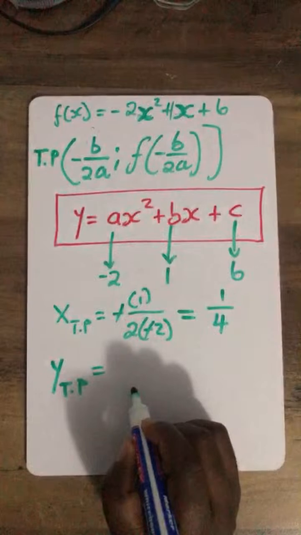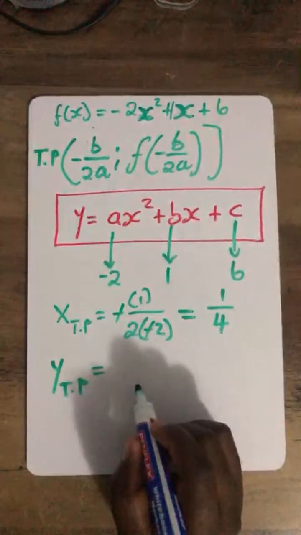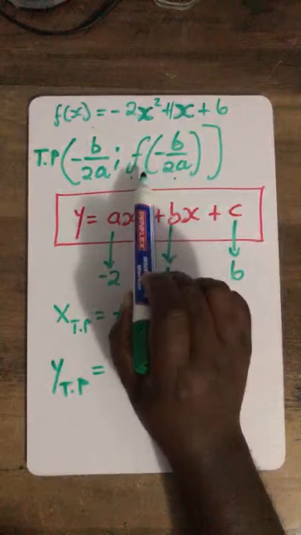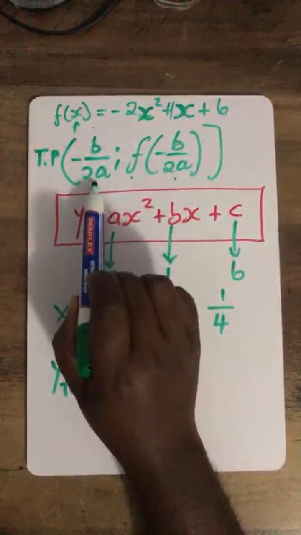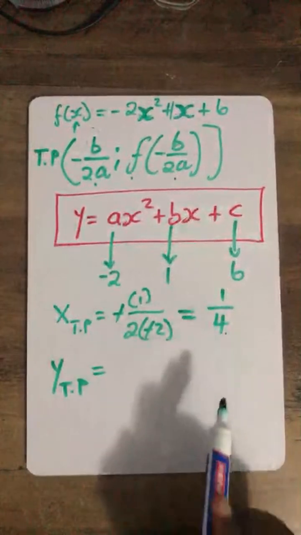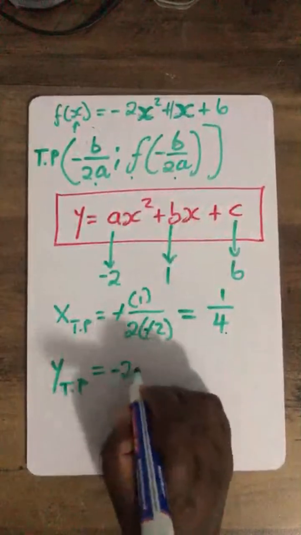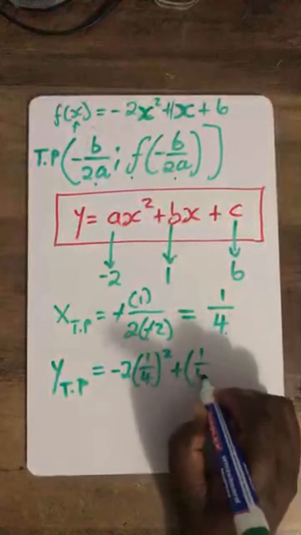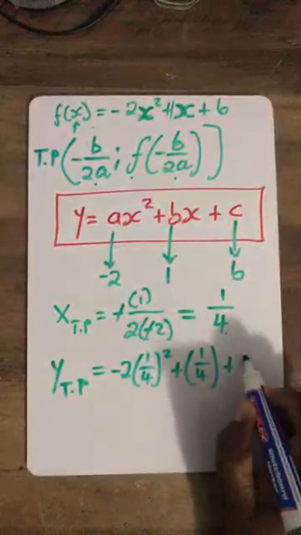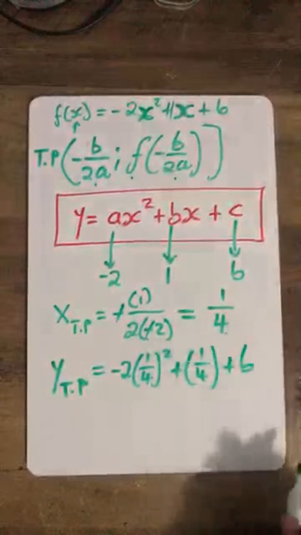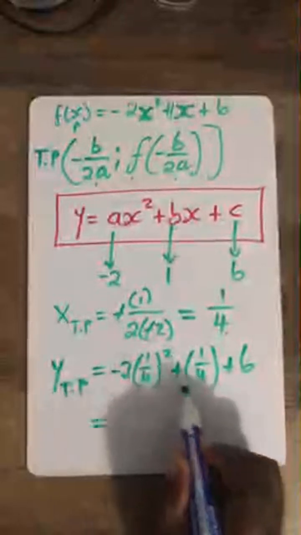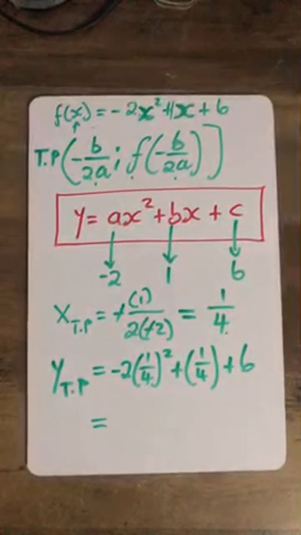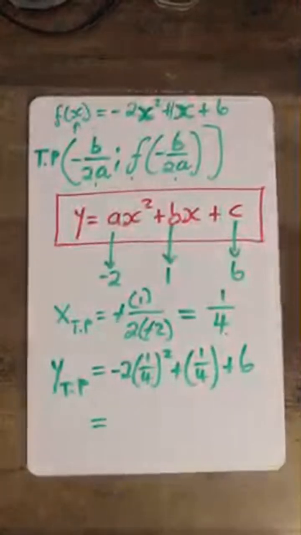So, when it comes to the y value of the turning point, you see what I've done there? I said f of that. So that means where you see x, you put the value that you got there. So what we got is 1 over 4. So what I'm saying is you will therefore say negative 2 into 1 over 4 squared plus, where you see x, you put the x value of the turning point. Yes, that's actually what I'm trying to say there. This is equal to, you punch all of that on your calculator, and then you let me know what it is that you are getting.